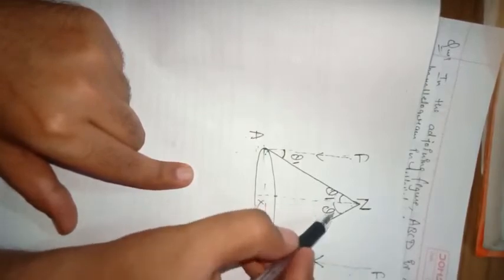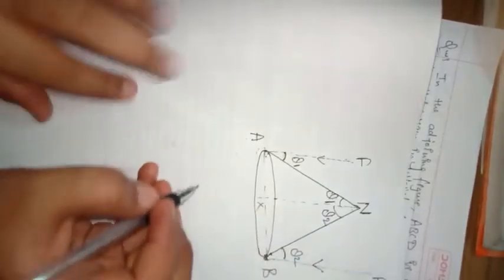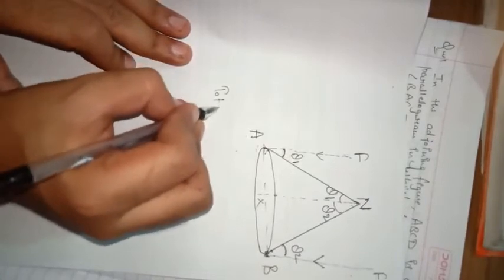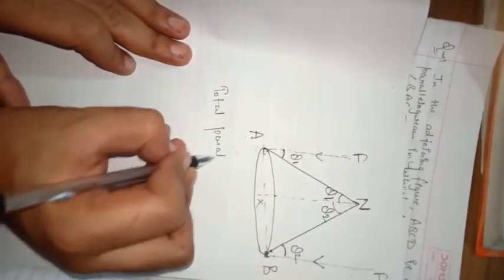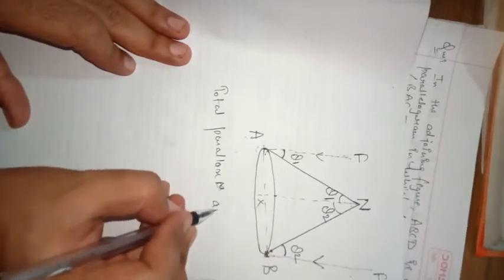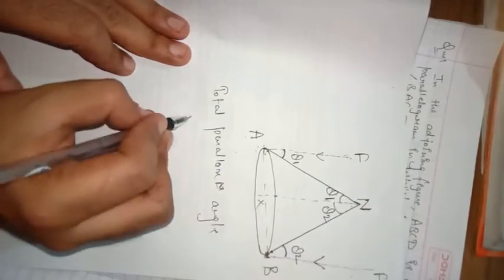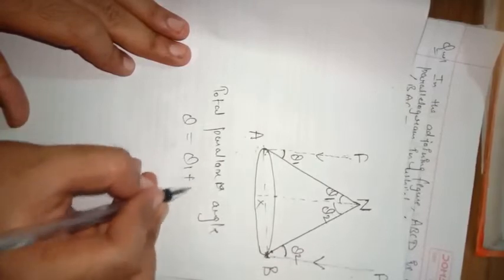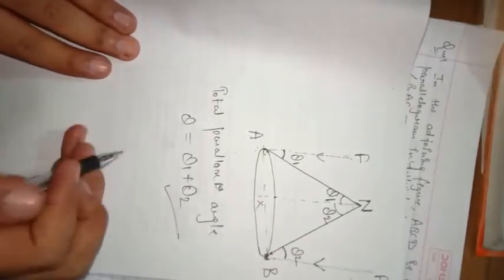If this is theta 1 and this is theta 2, what will be the total angle? Theta, the total parallax angle. Students, we already have this angle, and theta will be equal to theta 1 plus theta 2. Fine, so we have this value. Now what is the formula for angle?